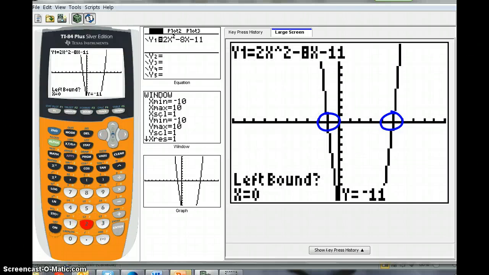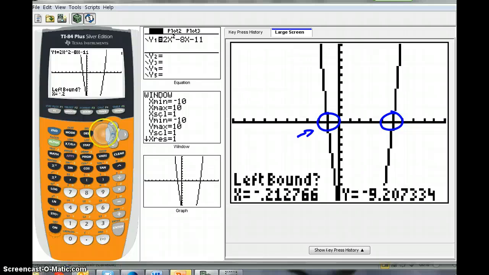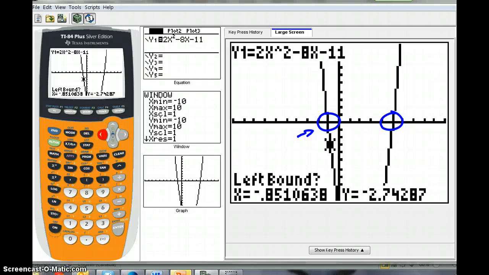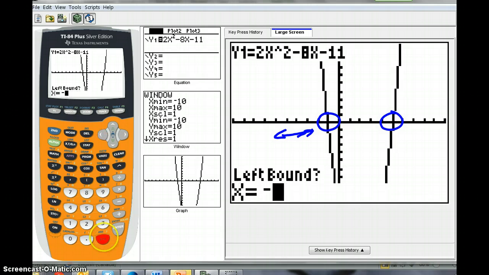And again, we're looking for the left boundary, so something left of this first x-intercept. Now I can use my arrow keys and scroll till I get there. I see my cursor coming up. Or I can just pick an x value that's left. Any x value that's left of this, I can pick any number I want. So I could type into my calculator -4. -4 is definitely left of that first x-intercept. And I can press enter.